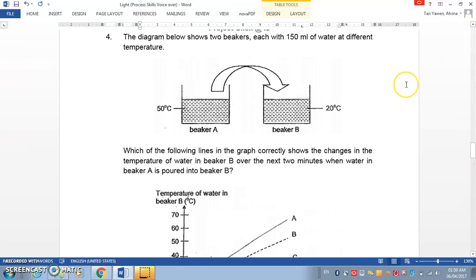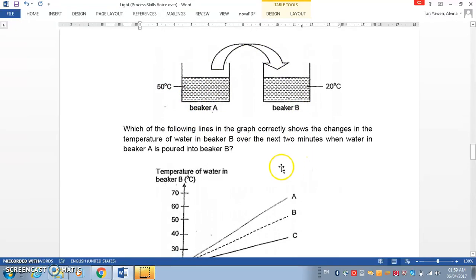Take some time to read the question first. Alright, so you have 2 containers here, each with 150 ml of water at different temperatures. Beaker A shows 50 degrees Celsius, while beaker B shows 20 degrees Celsius. What's going to happen is, they're going to pour water from A, all of it, into beaker B.